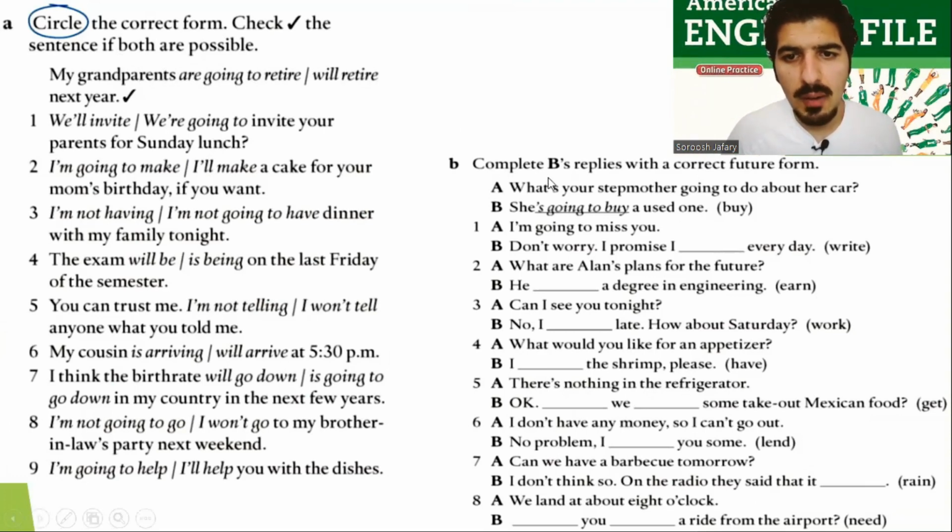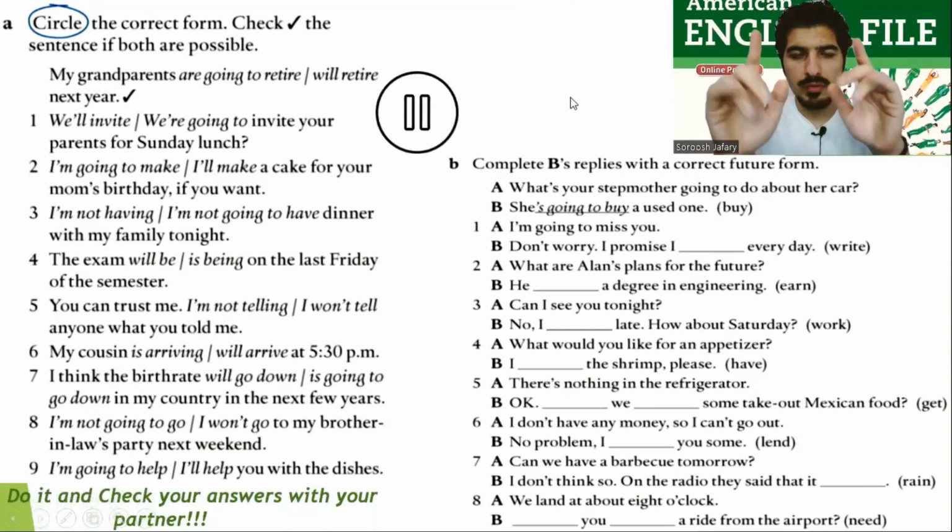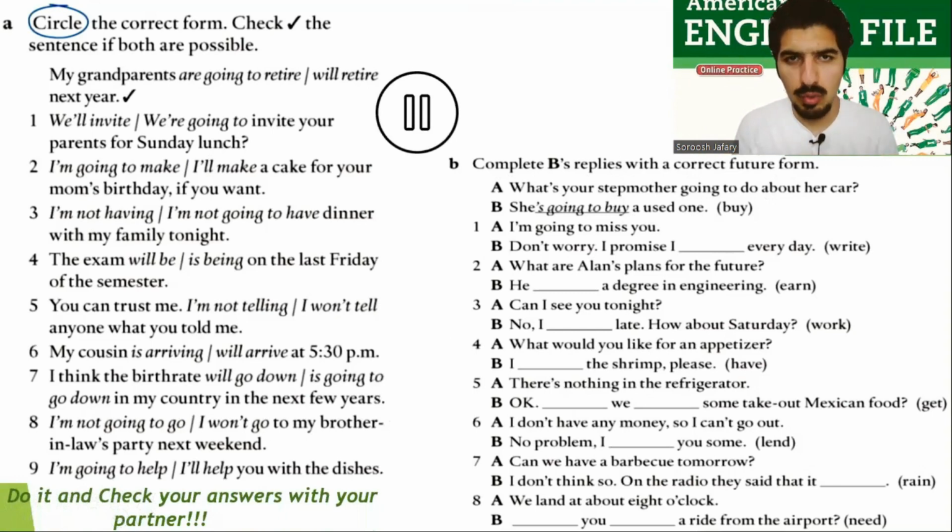Exercise B. Complete B's replies, B's answers, with a correct future form. For example, what's your stepmother going to do about her car? She's going to buy a used one. All right, as always, stop the video, take your time, and do it. Very good. Now check your answers with your friends. Put your heads together. Now it's my turn.